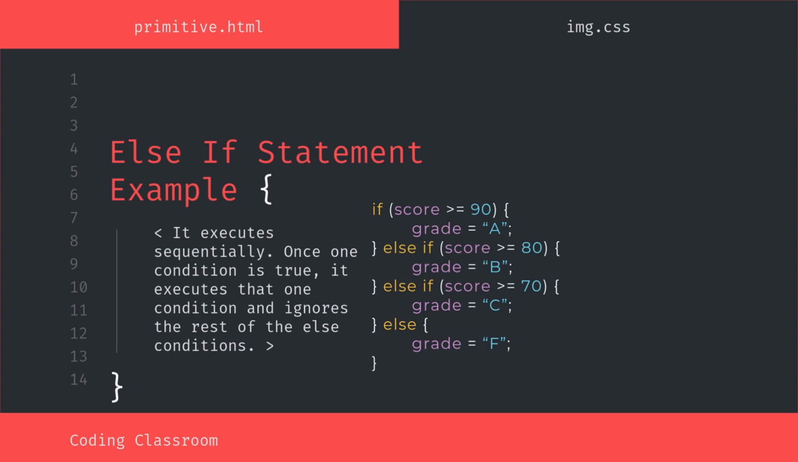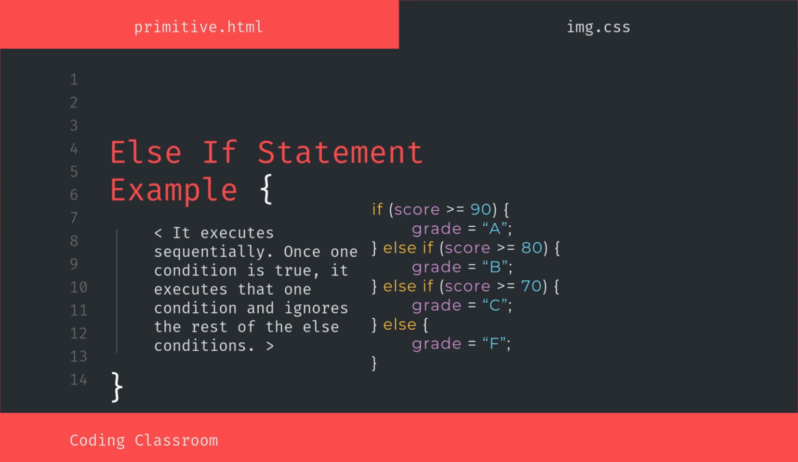Here's a grading example. In this example, the program first checks if the score is 90 or higher. If it is, the student gets an A. If the score isn't high enough, it moves on to the next condition, checking if the score is 80 or higher for a B, and so on.